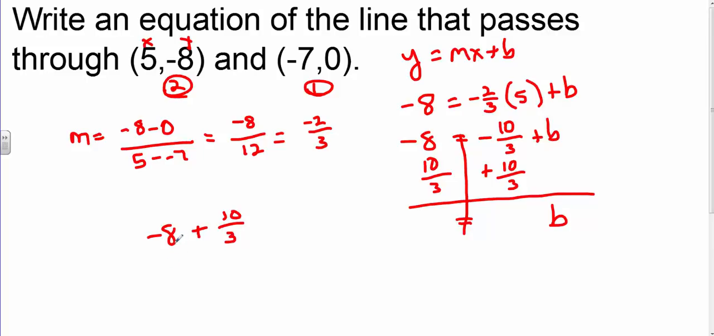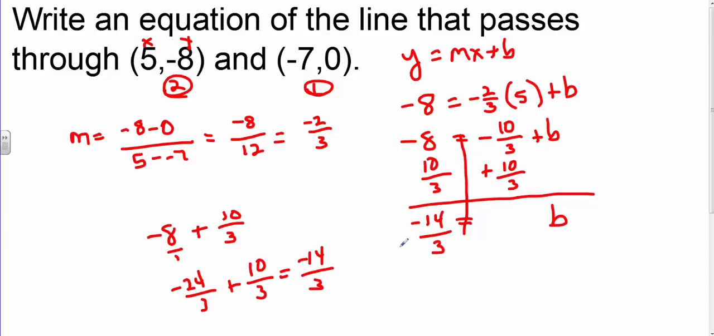So we change this. We can change this into thirds. 1 goes into 3 times. 3 times 8 is -24 over 3 plus 10 over 3 gives us -14 over 3. So we have a y-intercept of -14 over 3.